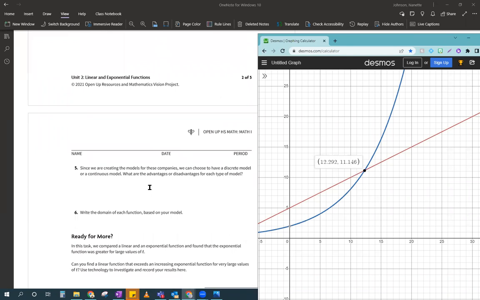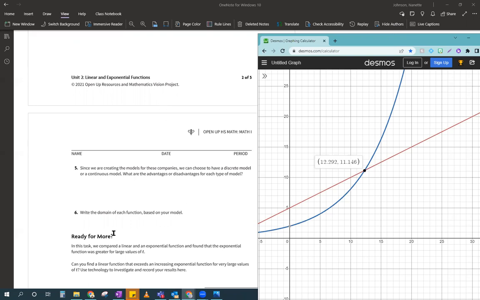Since we're creating models for these companies, we can choose to have a discrete model or a continuous model. And what are the advantages and disadvantages of both? Here we used a continuous model. Notice we have a continuous model, right? If we were to do a table, it looks more discrete because it looks segmented, right? But you understood where we were looking from, so that's good.